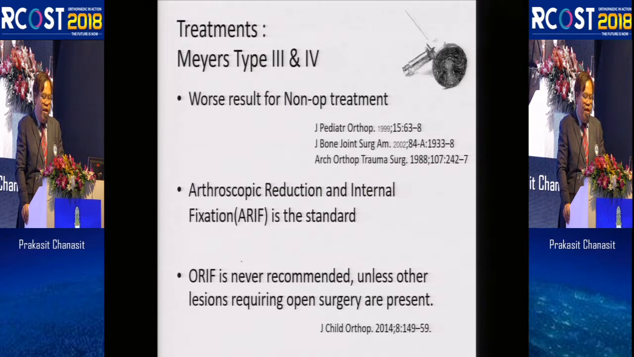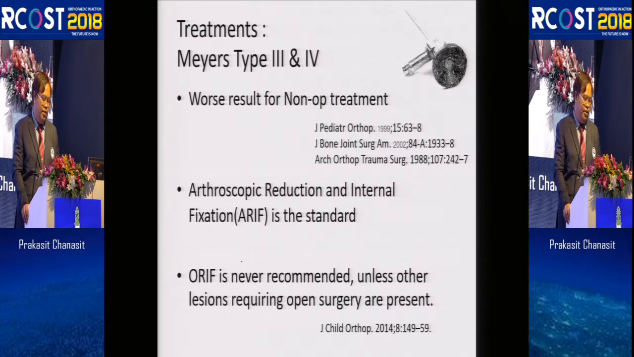In type 3 and type 4, the worst result for non-operative treatment is confirmed. So arthroscopic reduction and internal fixation is the standard right now. ORIF is never recommended, they said, unless another lesion requiring open surgery is present.